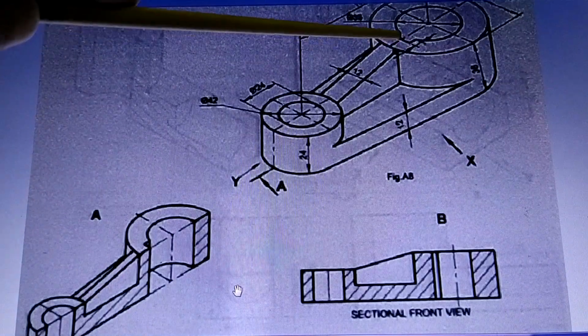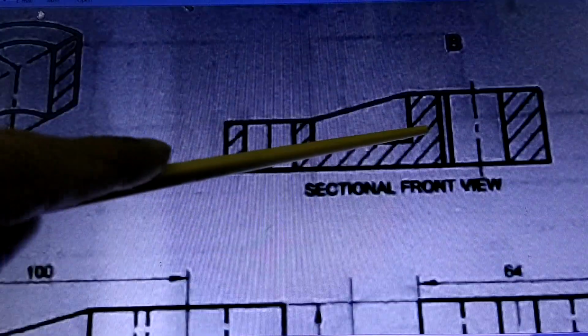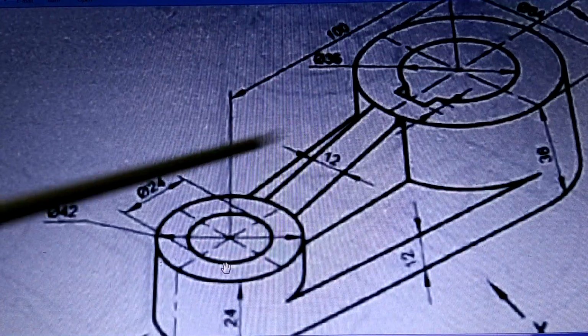There is a keyway here. Because there is a keyway, you can see the double lines have come. No section line inside because, I'll repeat, the section is like this.